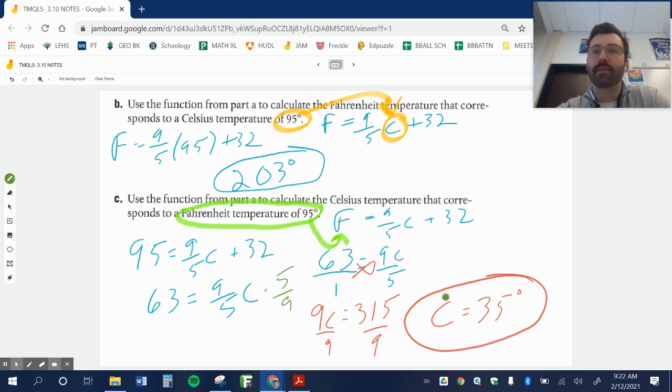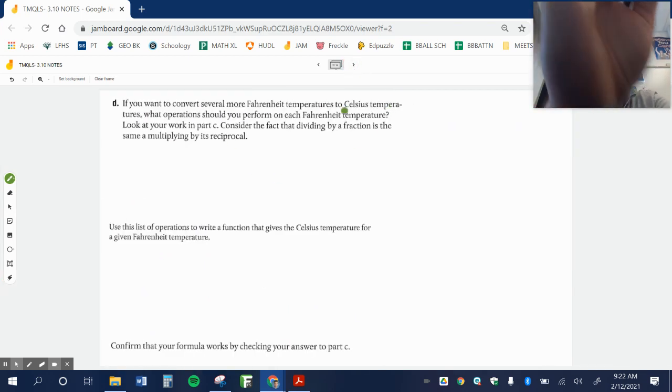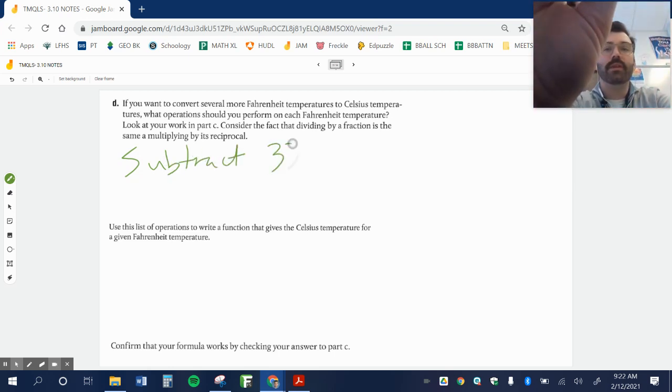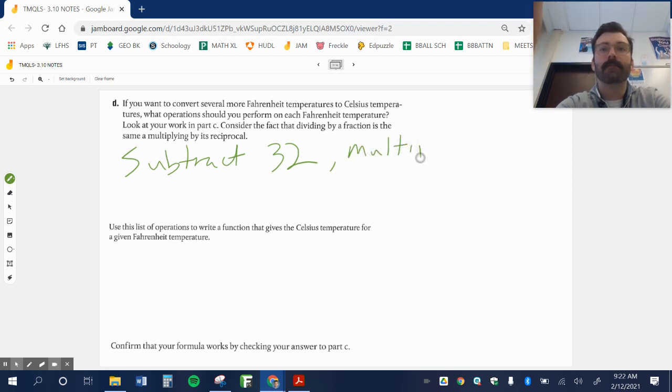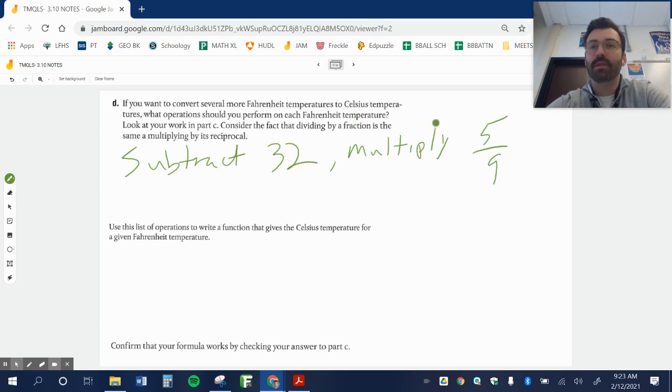I know that we're more comfortable doing this, or I have a general feeling that. I'm going to show you the way the book has it written. They say subtract 32 first, which is what we did. And then they want you to multiply both sides by 5/9. And really, this is a lot quicker, a lot faster than what we did. But some people have trouble with this whole multiplying by the reciprocal.